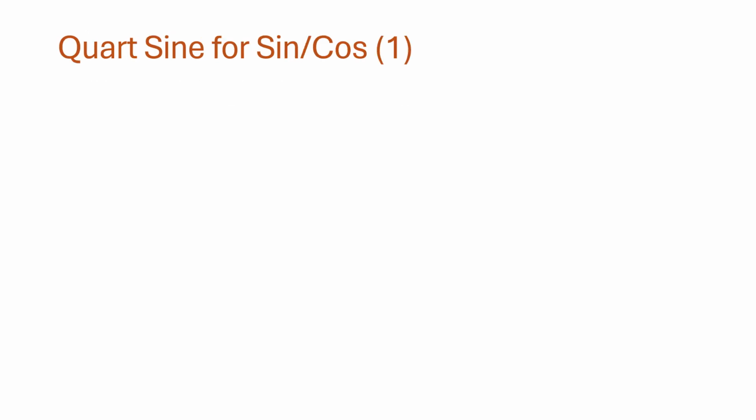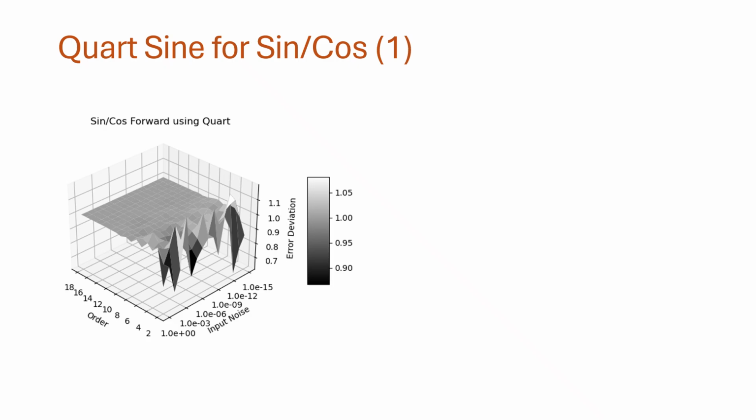Now let's look at FFT of quartz sines for sine and cosine signals. First, we can see that the error deviation is 1 regardless of FFT order from 2 to 16. The only difference is when the FFT order is less than 8, the sample size is less than 2 to the 8, which is not enough. So you can see some numerical instability here for statistical characterization. But other than that, it's pretty close to 1.